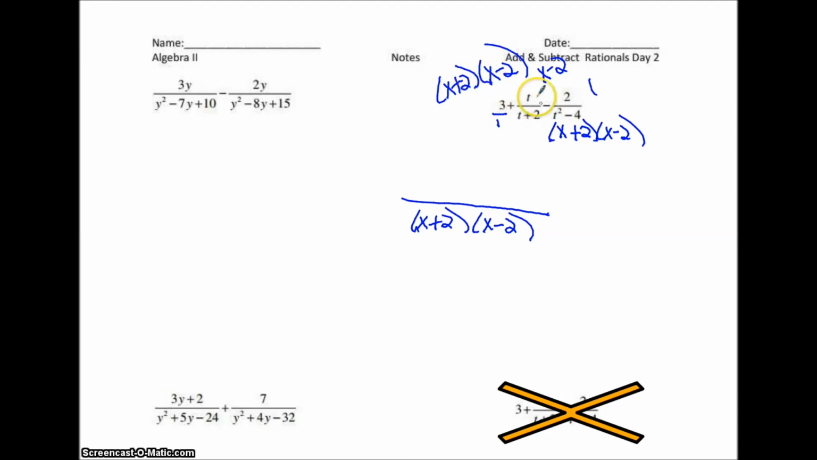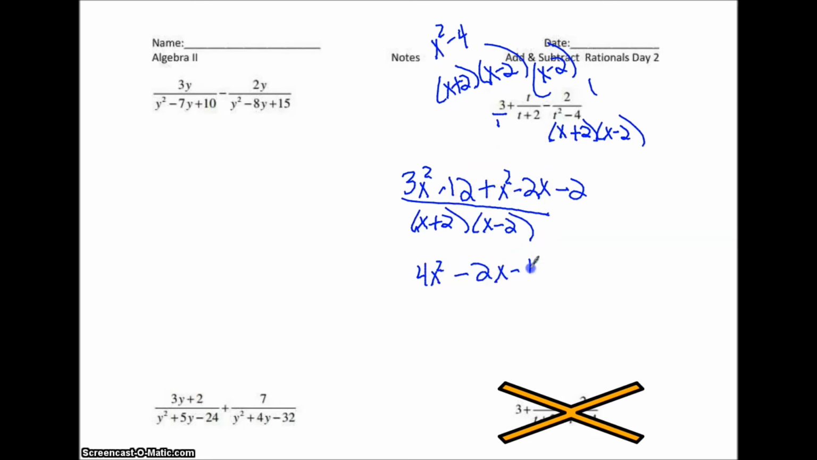Now if I did FOIL, it ought to take me back to x squared minus 4, because that's what I factored to get x plus 2, x minus 2. So it's really a 3 times x squared minus 4, which gives me 3x squared minus 12. And then we got to take our x times your x minus 2, so plus x squared minus 2x. And you got to take a negative 2 times 1, so minus 2. Combine your like terms. 3x squared plus x squared is 4x squared, minus 2x, and negative 12 minus 2 is minus 14, all over x plus 2 and x minus 2.